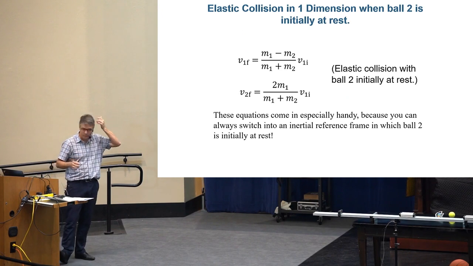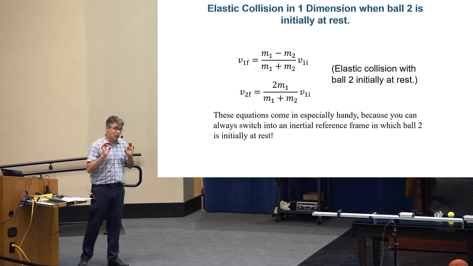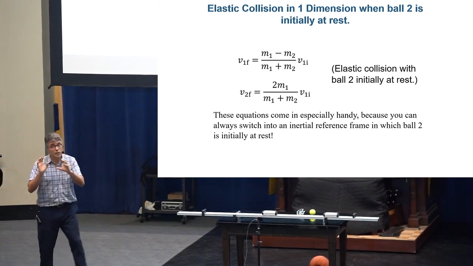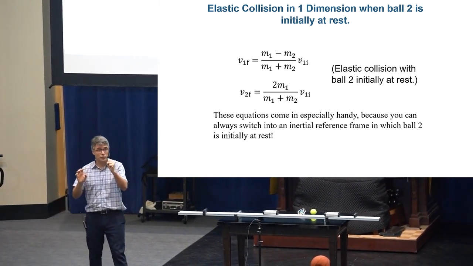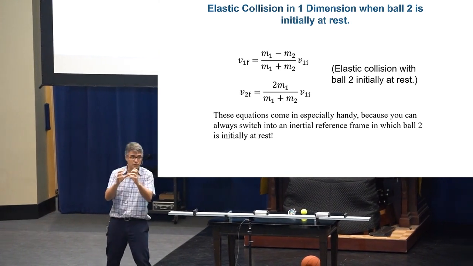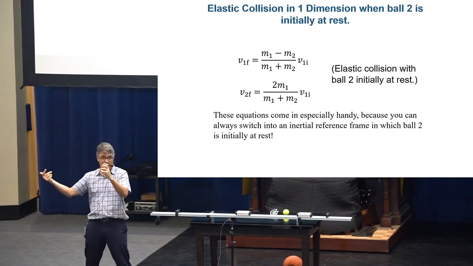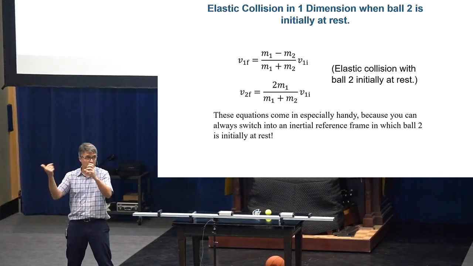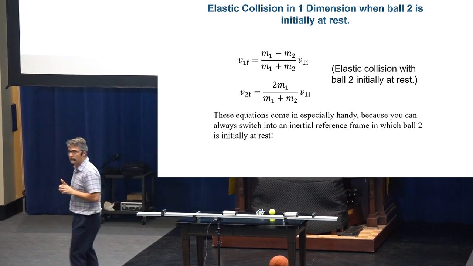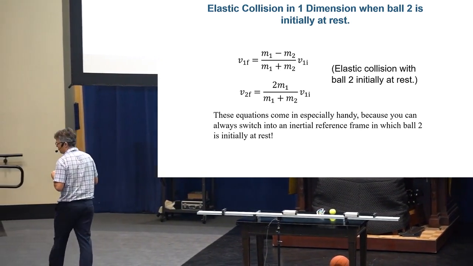It works every time. And these equations are especially handy. They come up in physics all the time because you can always switch your frame of reference so that ball 2 is at rest. Because things are not accelerating very much during a collision, you can switch to the reference frame in which ball 2 is at rest, get what ball 1's velocity is in that reference frame, then use these equations, and then switch back in the end to the lab frame. It's a real handy trick.